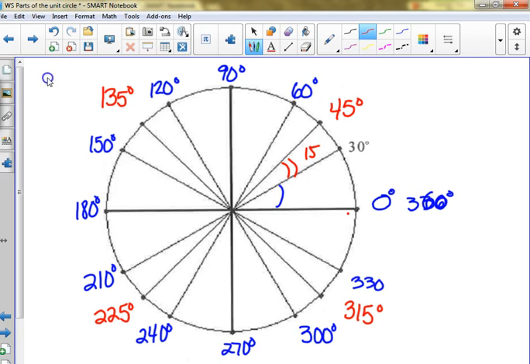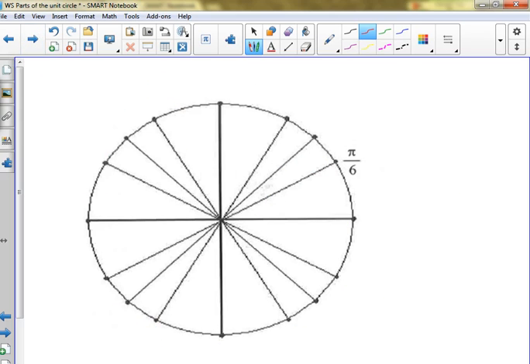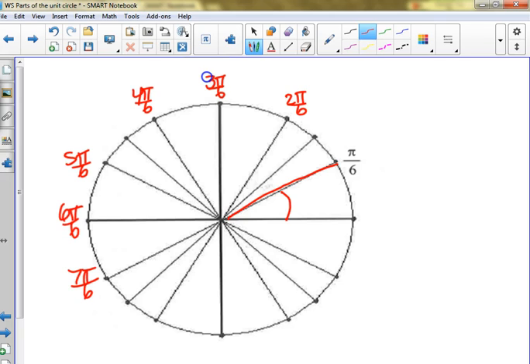Okay. Now we're going to talk about how I do the radians quickly. This is a pi over 6. This distance right here. So this is 2 of those. This is 3 of those. This is 4 of those. This is 5 of those. 6 of those. 7 of those. 8 of those. 9 of those. 10 of those. And 11 of those.